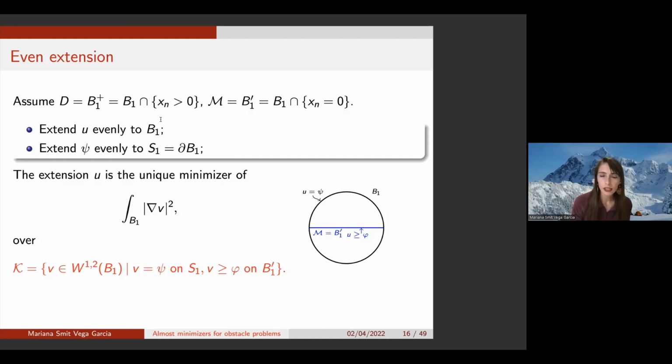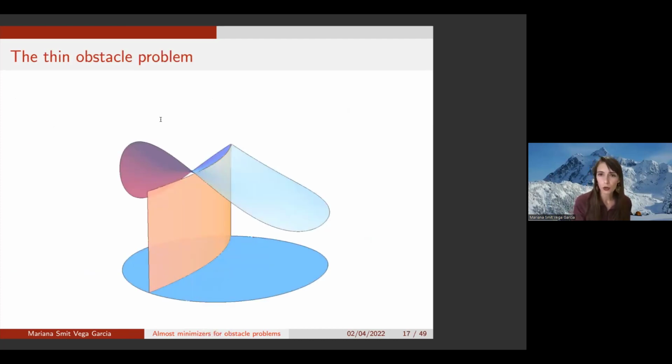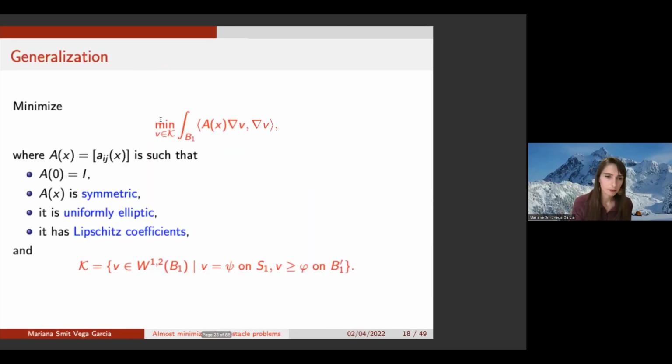So for that, we initially have a half ball. We extend our minimizer evenly, and we extend our boundary data evenly. I want to notice that this, which seems rather innocent that I'm doing right now with minimizers, will turn out to be a huge problem for almost minimizers. So just a brief comment that I will get back to this later. So in the context of minimizers, we simply take the even extensions. We have a wonderful almost minimizer of this other energy in a full ball, and we are happy. And this is the one that we work with in the case of minimizers. So now the picture looks more like this. We have this thin manifold lying inside of your region, and only there you have an obstacle defined.